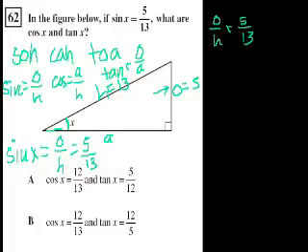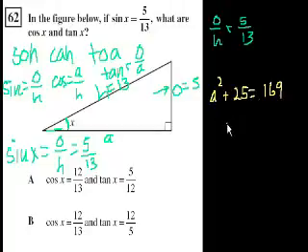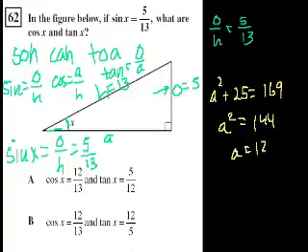Well, we could use the Pythagorean theorem. So the adjacent squared, a squared, plus the opposite squared, so plus 5 squared, plus 25, is equal to 13 squared. 13 squared is 169, I think. If you subtract 25 from both sides of this equation, you get a squared is equal to 144. A is equal to 12. We don't know that a is definitely equal to 12, but we know that the ratio of the opposite to adjacent is 5 to 12, because we just assumed that the opposite is 5.